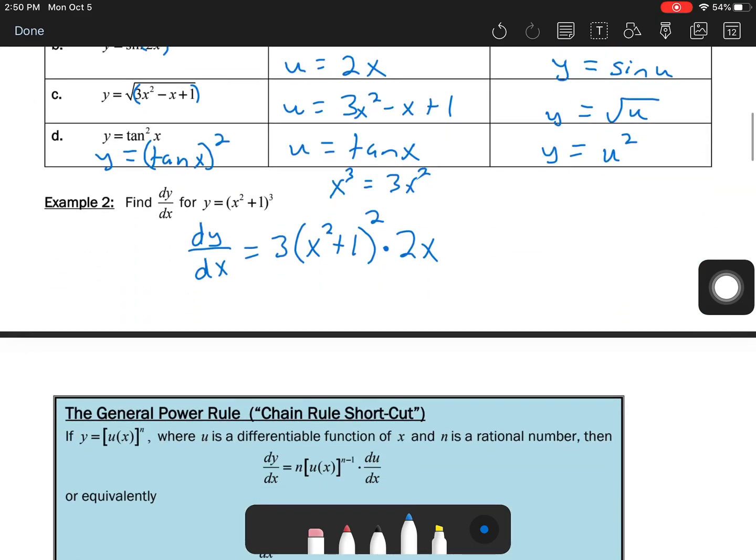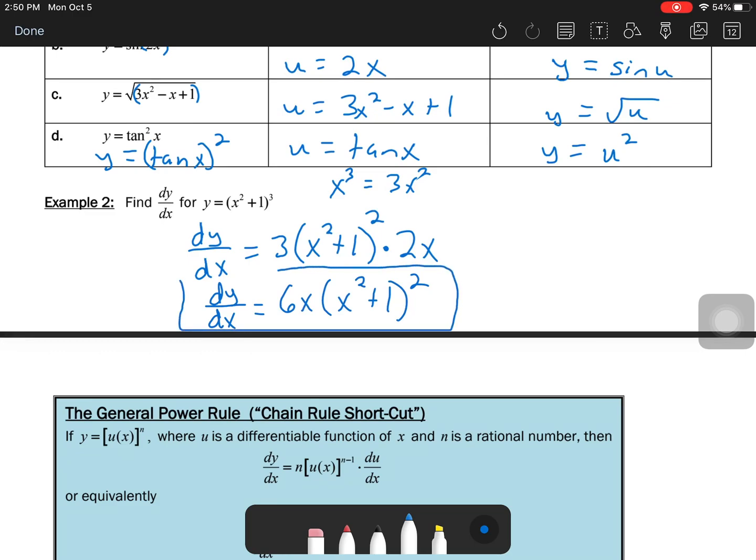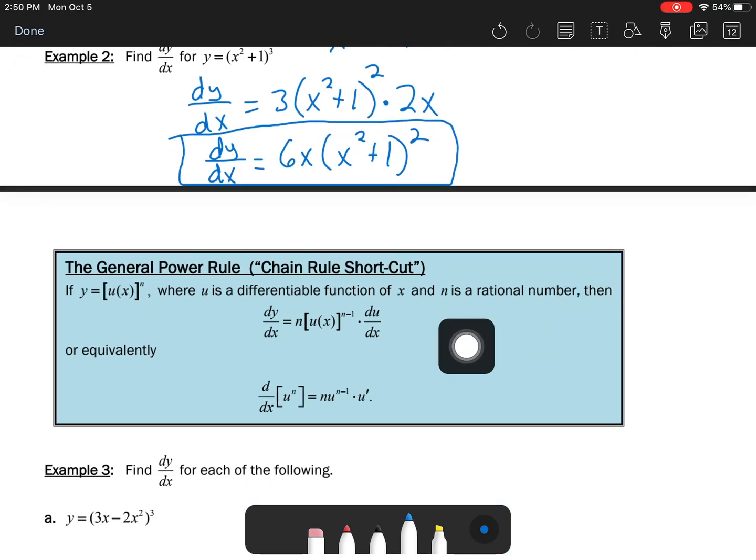Okay, so that's called the chain rule. And to simplify a little bit, we probably take the 2x times that 3. So I'd have 6x times x squared plus 1 squared. And that would be my derivative of this function y. Okay, that's the basics of the chain rule. Derivative of the outer piece, leave the inner piece, and then multiply by the derivative of the inner piece. Okay, and that's really the shortcut that I just showed you here.